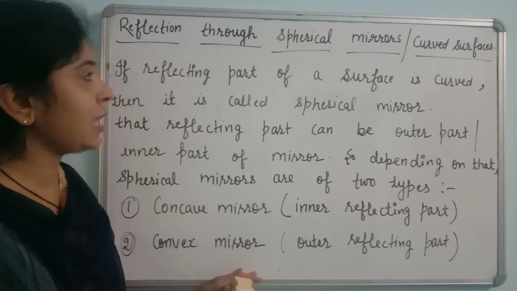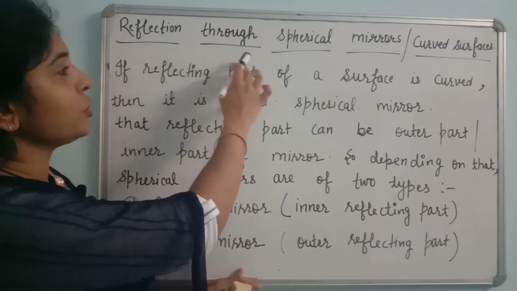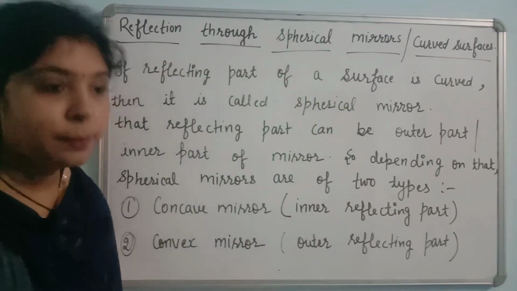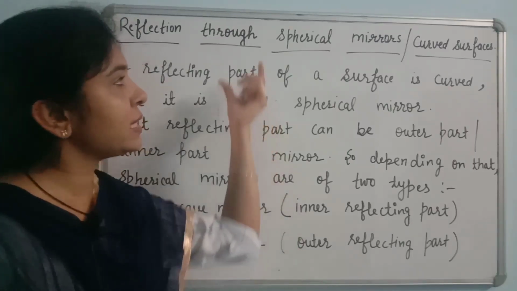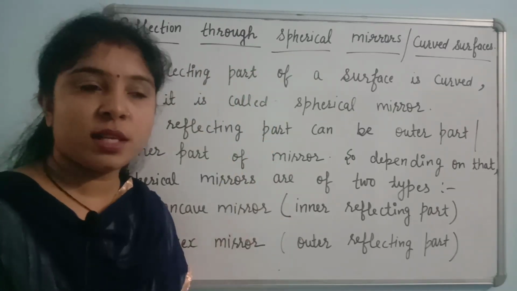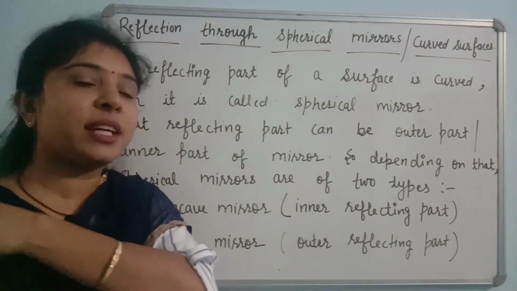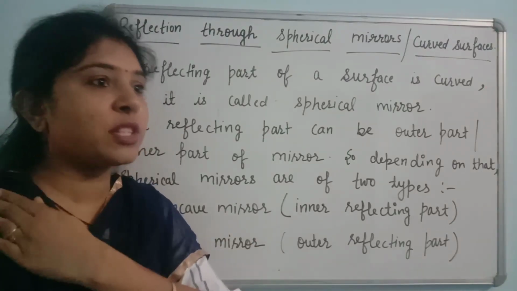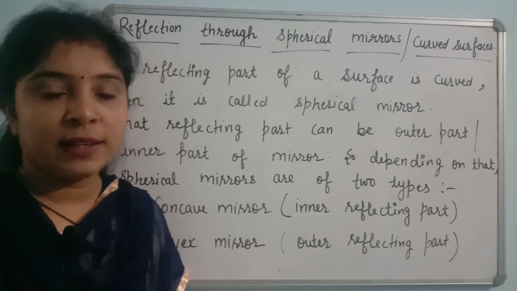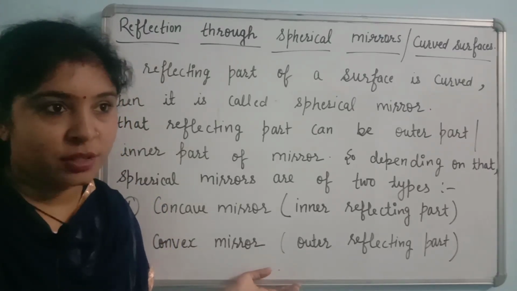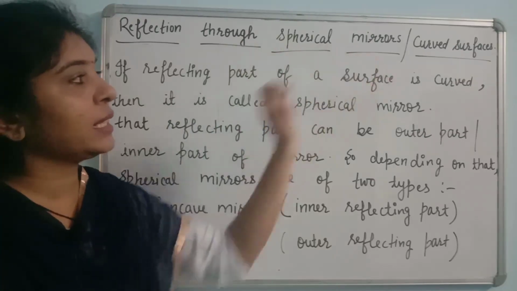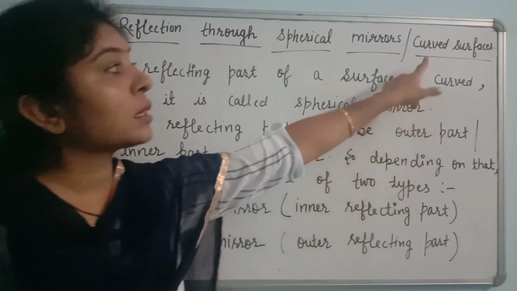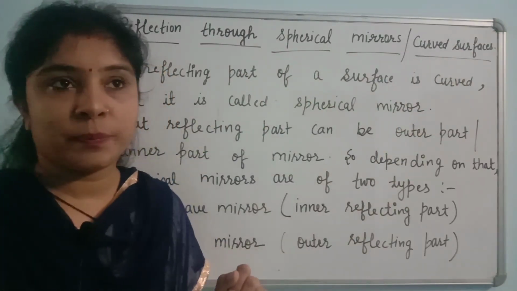Okay, let's start our topic, reflection through spherical mirrors. In our last video, we studied what reflection is: the bouncing back of light after striking any hard, smooth surface. That is reflection. So now we will study reflection through spherical mirrors or curved surfaces.